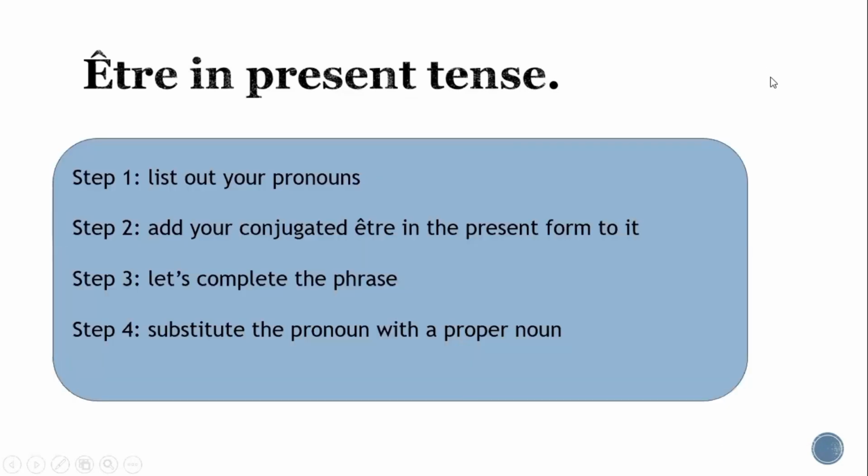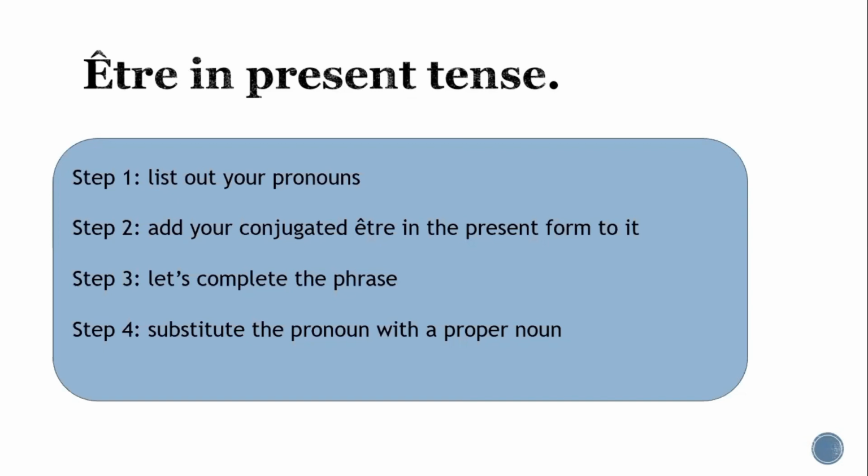That is correct. So we have different steps in conjugating our verb être in present tense. The first step is that we are going to list out our pronouns. The second is that we are going to add our conjugated être in the present form to it, and the third step is that we are going to complete the phrase, and the very last step is that we're going to substitute the pronoun with a proper noun.